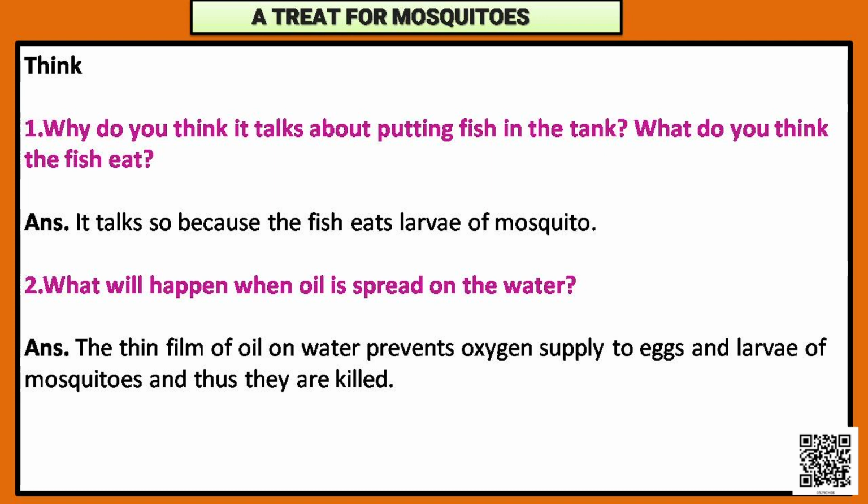Next question for you is, what will happen when oil is spread on the water? You are spraying kerosene on the water. So what will happen when oil is spread on the water? Absolutely correct, children. The thin film of oil on water prevents oxygen supply to eggs and larvae of mosquitoes and thus they are killed. So the larvae will not get the oxygen to breed and that's why they will be killed. So that's why oil is spread on the water and it reduces the breeding of the mosquitoes.